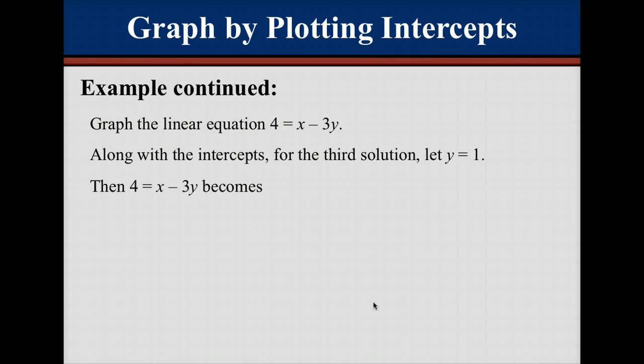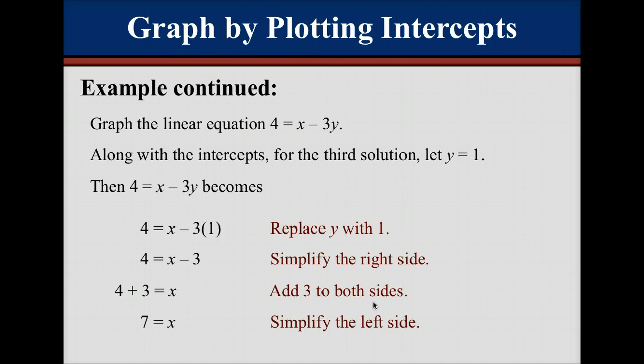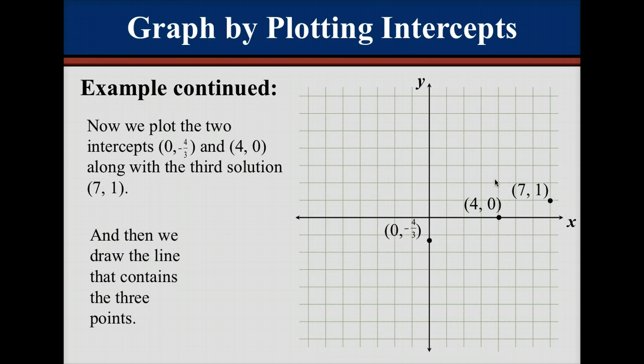So this time let's let y equal 1. Substitute a 1 in for y. So x is equal to 7. So our third solution is 7, 1. And let's graph all 3 of those and draw a line through them.